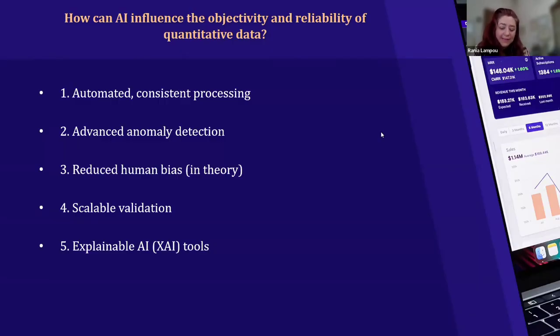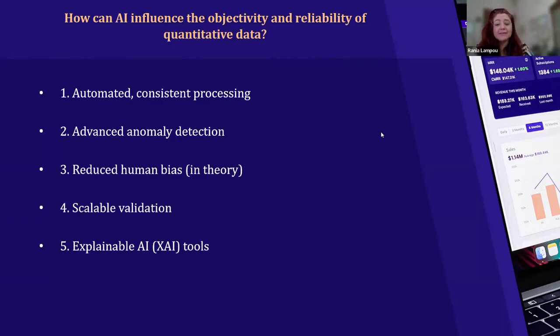With scalable validation, AI can simulate thousands of test cases or bootstraps to test statistical robustness. What is the impact? That it enhances reliability through reproducible large-scale validation. And explainable AI tools, transparency tools like LIME, for example, or SHAP, allow researchers to understand how predictions are made. So this supports objectivity by revealing internal logic that can be critiqued or validated.